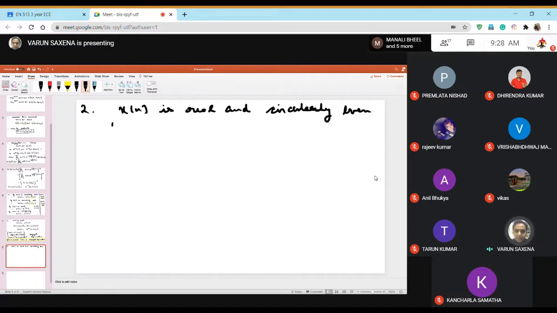So if xn is real, then xn should be same as x conjugation n. This would mean that the function is real. And if the function is circularly even, then that means that xn should be same as x of minus n modulo capital N.